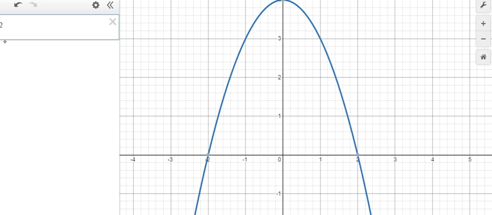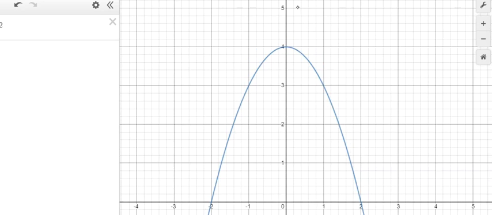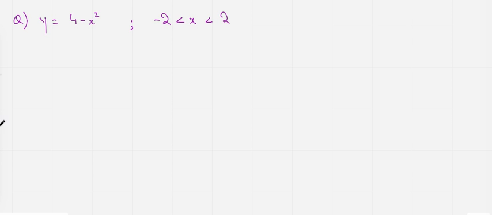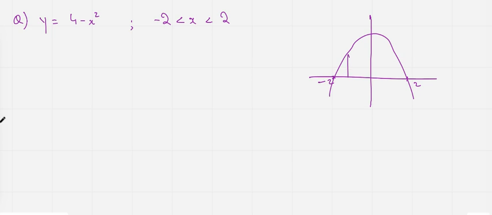At these 2 points the area is 0, so we need to find the area bounded by the curve from here to here and by the x-axis. The little hill is here, whose area we have to find. So we go back to the board, and we have something like this. This is minus 2, this is positive 2. I need to find the area bounded by this curve and the x-axis.